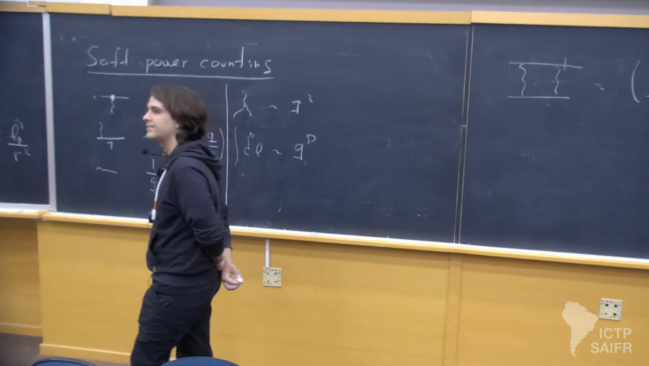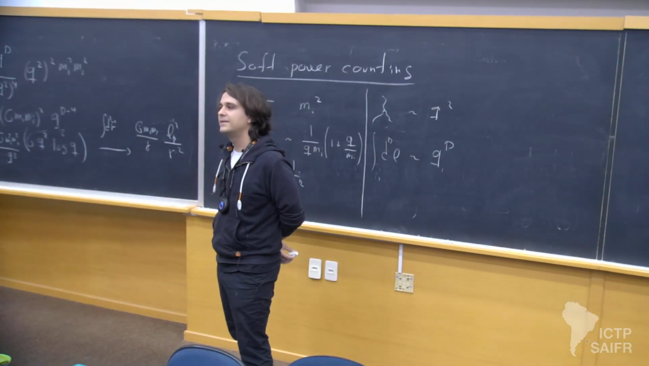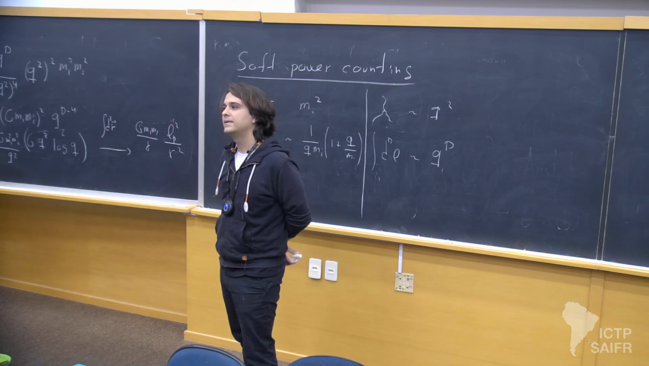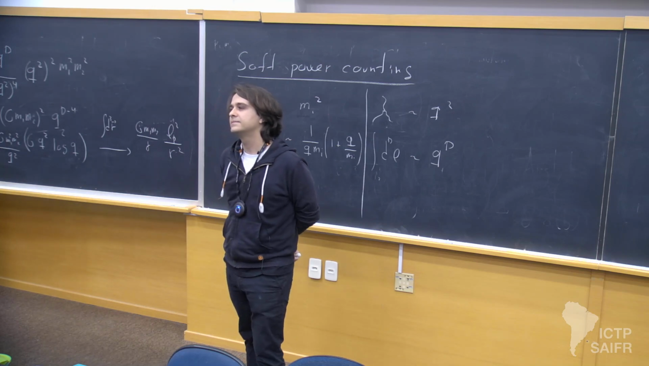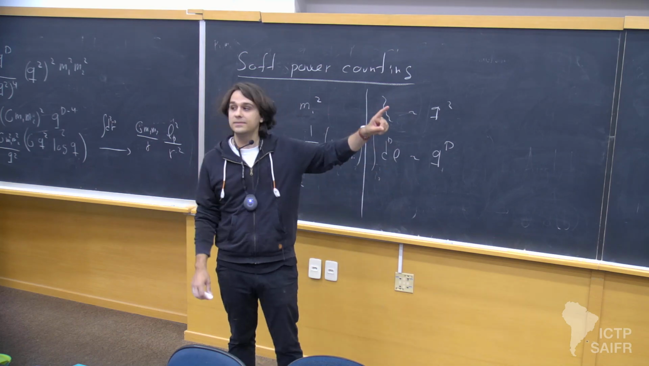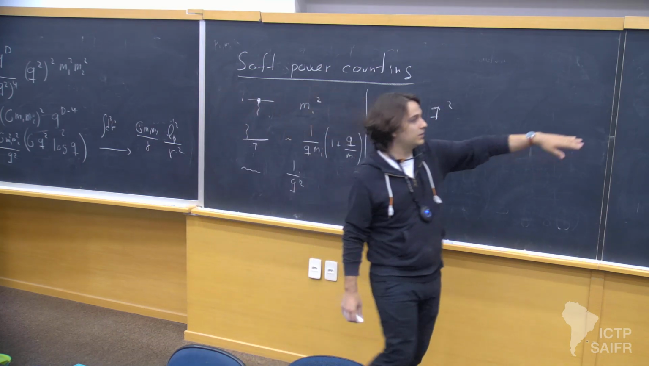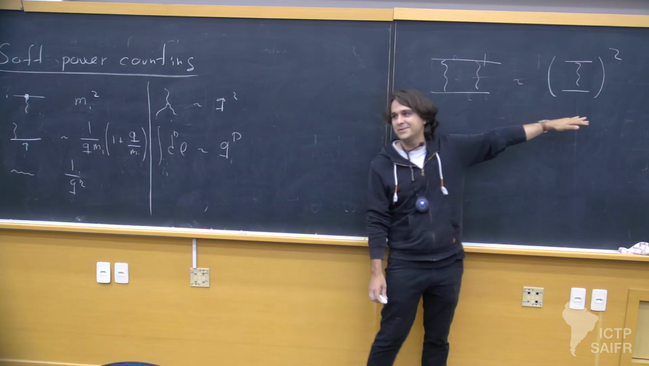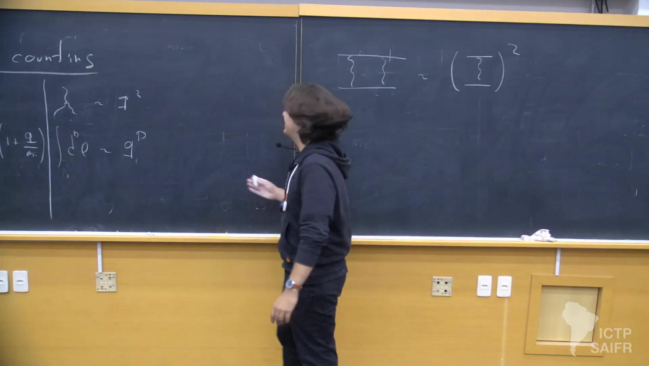You said that the loops are not necessarily only for non-classical effects. Can you give an example of that? I just did. The triangle diagram, well, this also. I just told you that this is the square of the tree. Okay, but we computed the triangle, right?